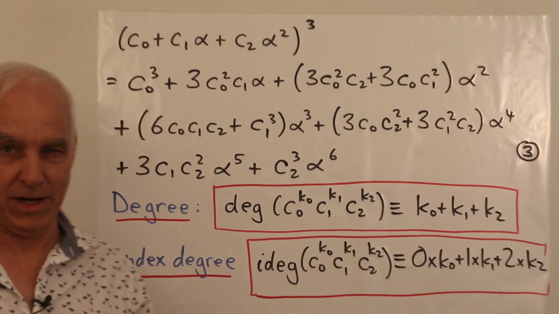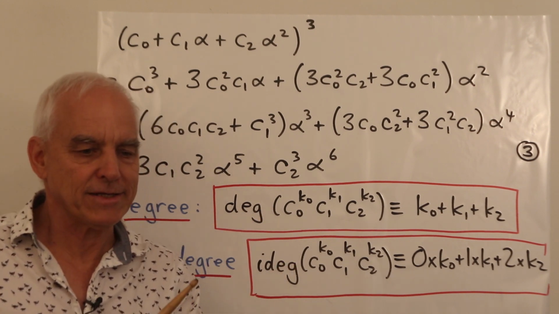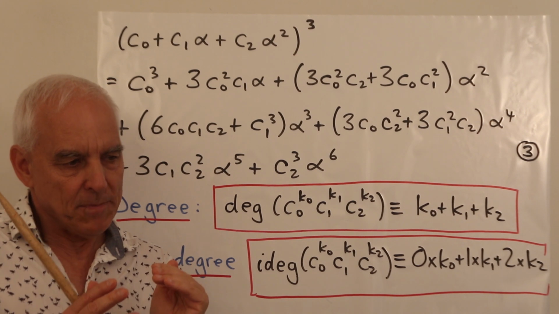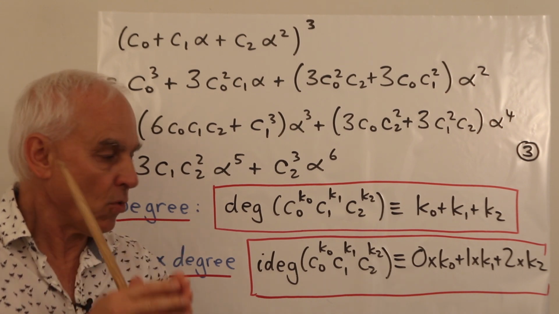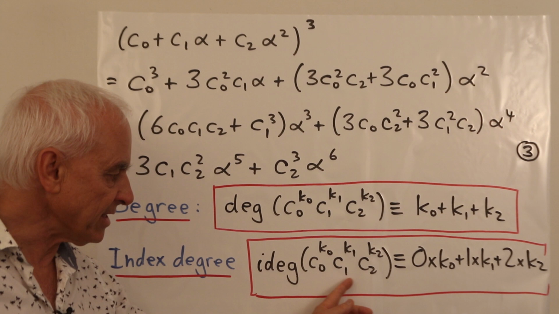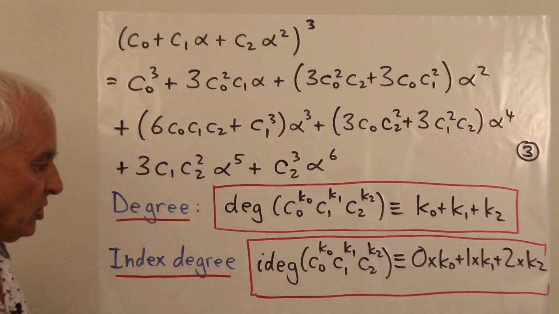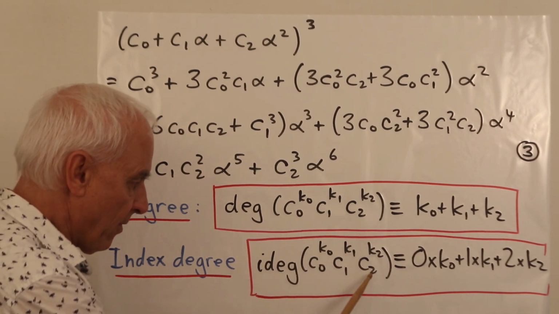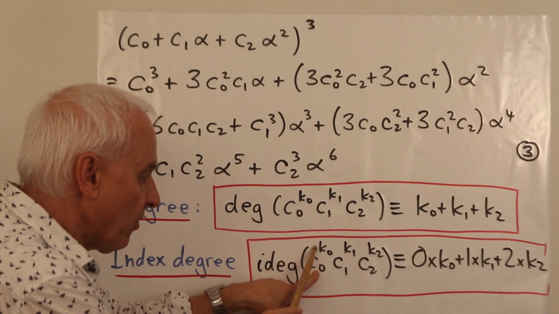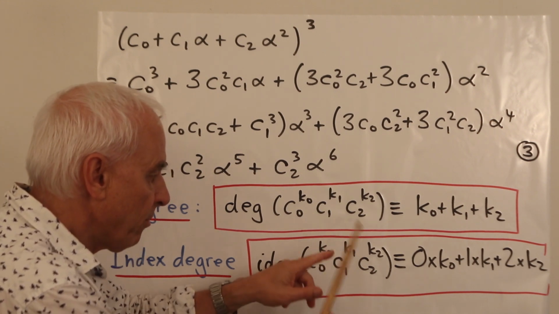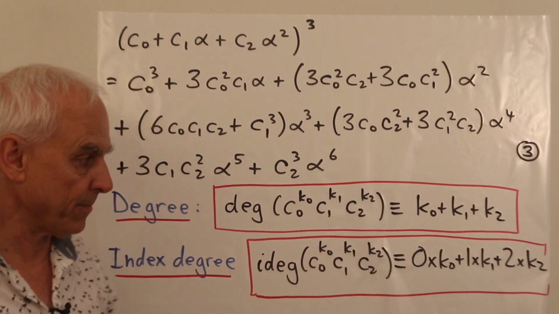Now, the crucial new invariant for us is what we're going to call the index degree. This is another kind of degree, but it's a little bit more subtle, and it takes into consideration not just the exponents, but also what the variables are that you're raising. In other words, it takes into consideration the indices as well as the exponents. So what is the index degree, denoted IDEG, of C0 to the K0, C1 to the K1, C2 to the K2? We'll define it to be 0 times K0 plus 1 times K1 plus 2 times K2. And if there were more terms, it would just go on in the obvious way.